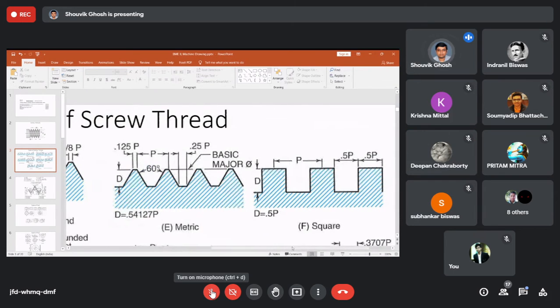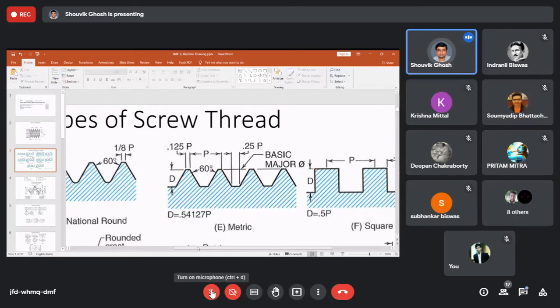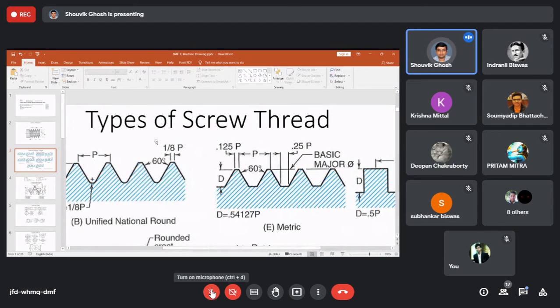আচ্ছা, next is the metric thread. In metric thread, as you can see, same as before, এখানে দুটোর মধ্যে একটা সিমিলারিটি দেখতে পাবে। এখানে 1/8 p বলা আছে, এখানে কি বলা আছে একটু ভ্যালুটা দেখো, 0.125p। তুমি যদি মাল্টিপ্লাই করো, how much is the fraction? 0.125 is 1/8, right? So in metric and unified national round, crest is same.